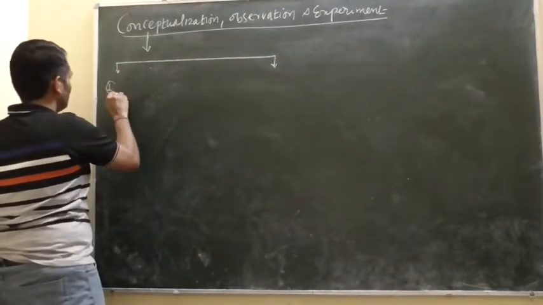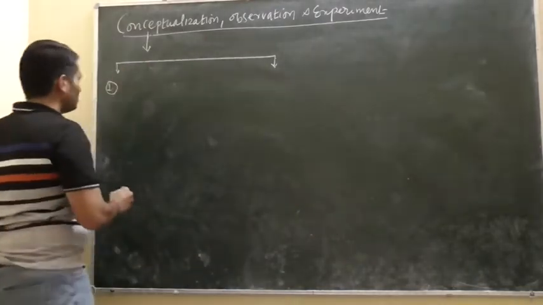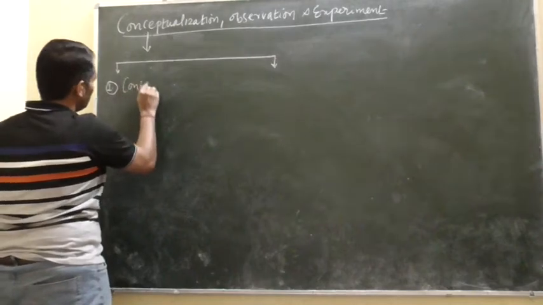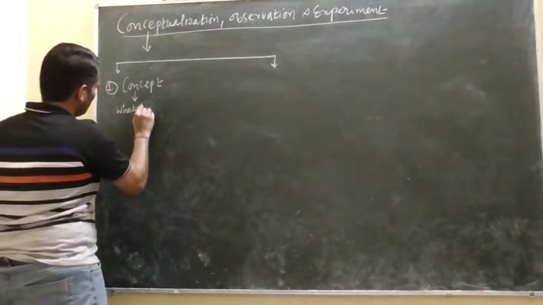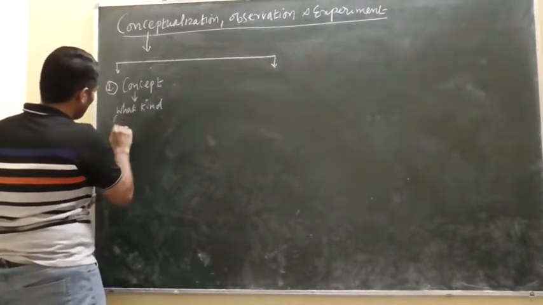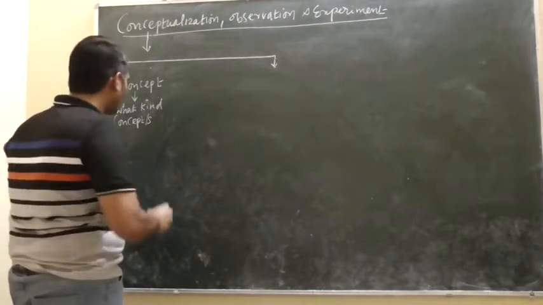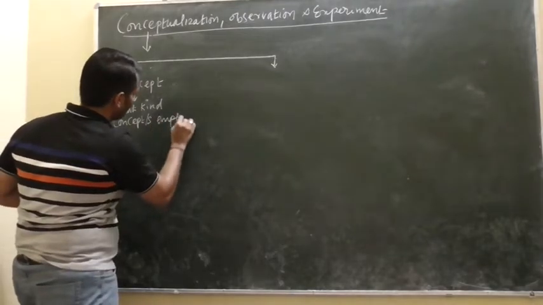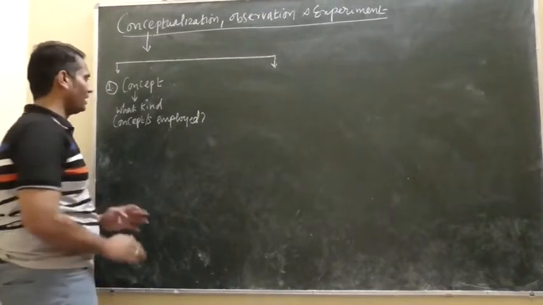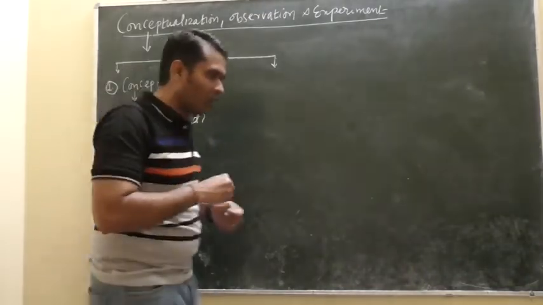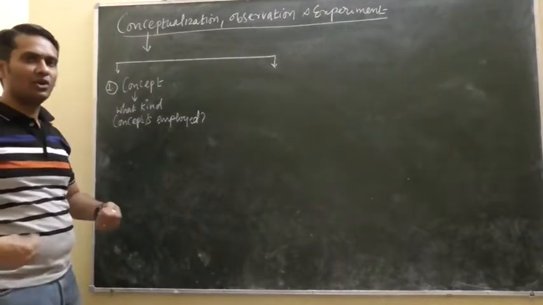First is that every research study involves concept. You have to look at what kind of concept or concepts you have employed in your study. What kind of concepts are employed in a study? Okay, that means we are trying to look at what are the concepts through which we are able to explain a certain phenomena or certain object.